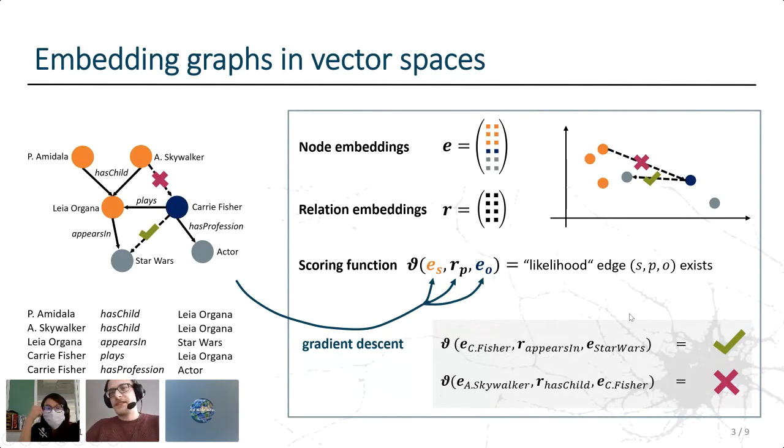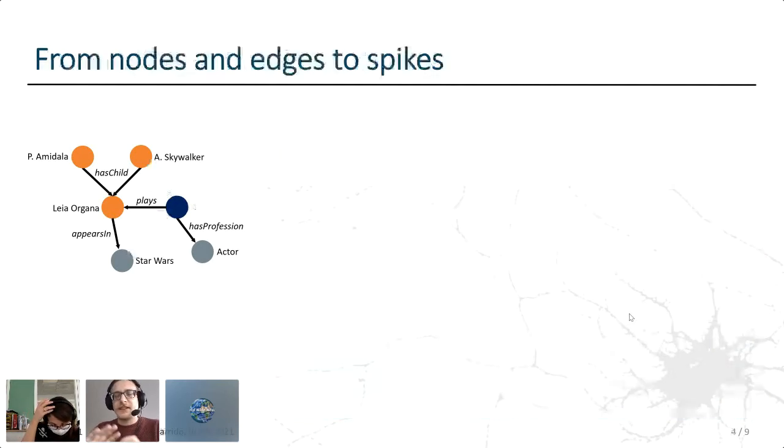Now, the question is, can we do something similar with spikes? And the answer to that is yes. So there is a way to do that. There are probably many ways to do that. The way we found is that instead of mapping nodes and relation types to continuous valued vectors, we want to map them into the spike domain, so to spike trains.